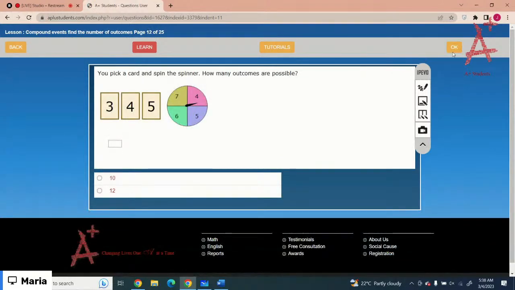You pick a card and spin the spinner. How many outcomes are possible? You have 3 cards and on the spinner you have 4 options. So the total outcomes are 4 times 3, yes, it is 12. Got it?